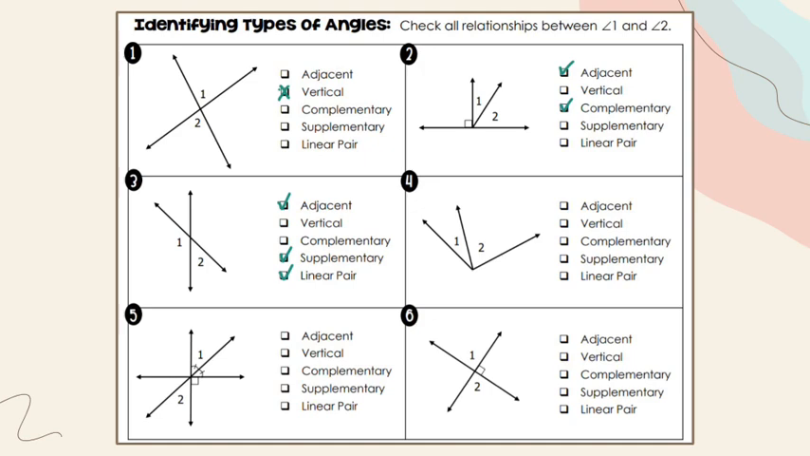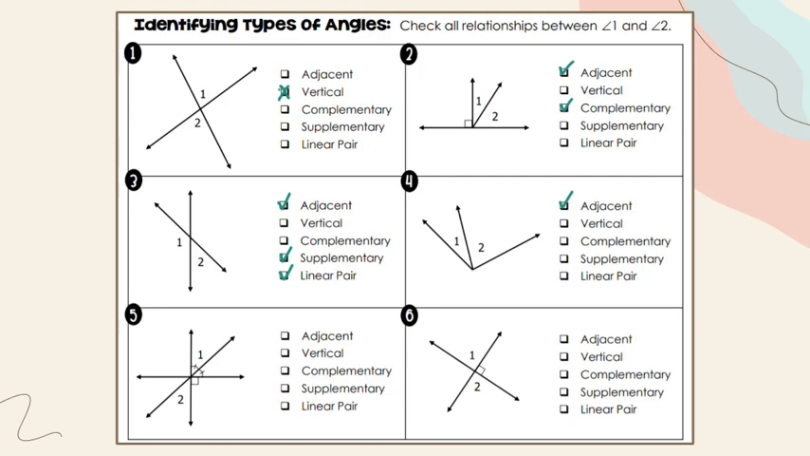Number 4, 1 and 2 are adjacent angles because they share a common side. They are not vertical angles because they are not across from each other on intersecting lines. They are not complementary because it is not told to us that this is a 90-degree angle. In fact, it looks obtuse. They are not supplementary because they do not form 180 degrees, and they cannot be a linear pair because they are not adjacent and supplementary.